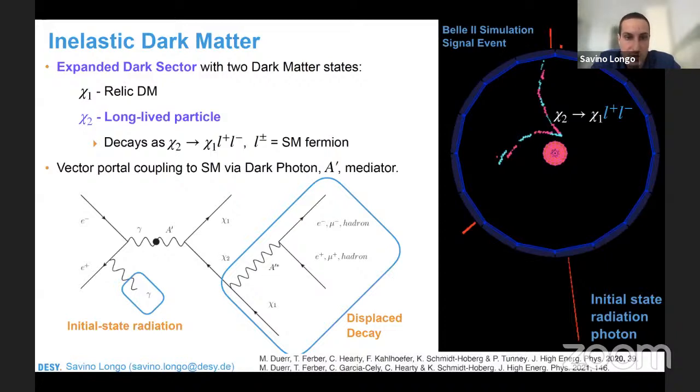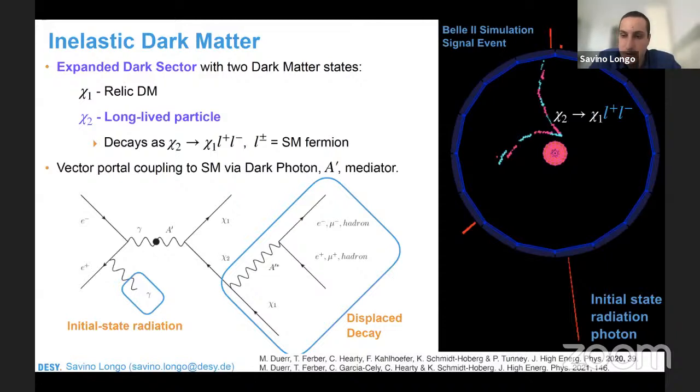The way we produce this at Belle 2 is through a vector portal coupling to the standard model, where our virtual photon mixes to a dark photon. So the Feynman diagram shows what the collision would produce, where we have an initial state radiation photon emitted. The virtual photon then mixes to a dark photon that decays to a Chi-1 and Chi-2. The Chi-1 is stable, so it escapes our detector. The Chi-2, however, is long-lived, so it propagates and then decays back to a Chi-1 plus 2 charged tracks that we can observe in the detector.